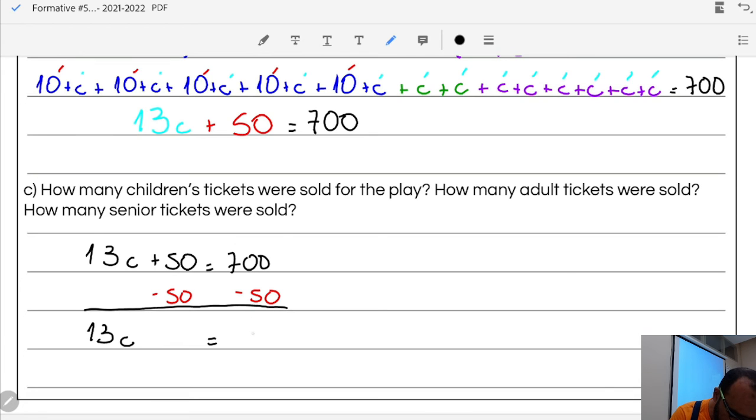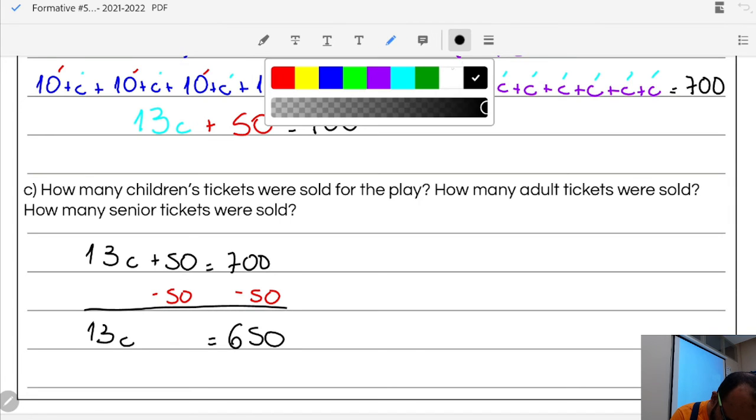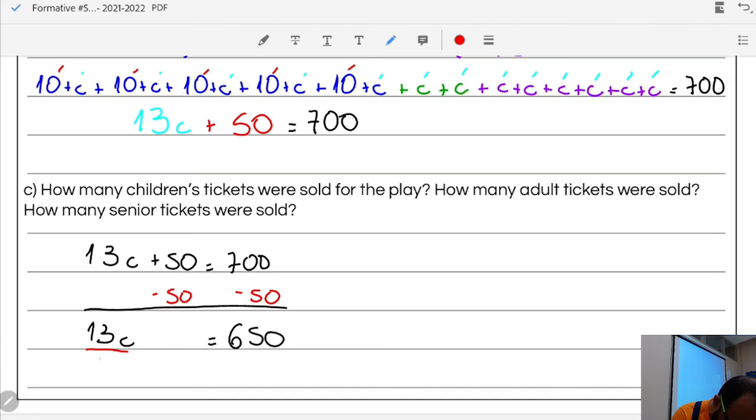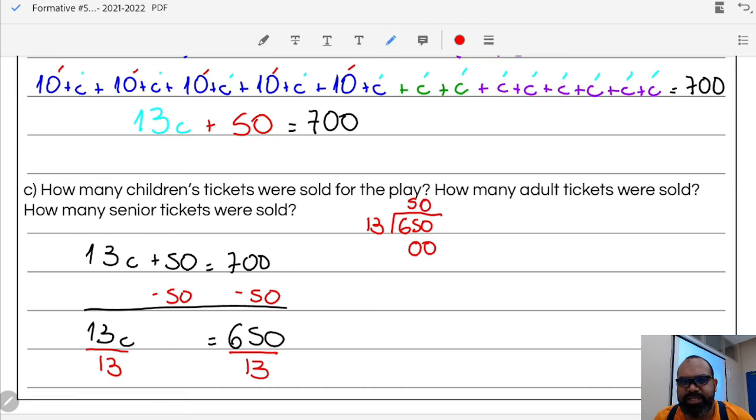13 C's equals 700 minus 50, which is 650. 13 times what is 650? Let's divide. Divide by 13 here, and by 13 here. The solution is 650 divided by 13. 13 goes into 65 five times, 5. Here, 65 minus 65 is 0. Bring down the 0. How many times does 13 go into 0? 0. 13 times 0 is 0.